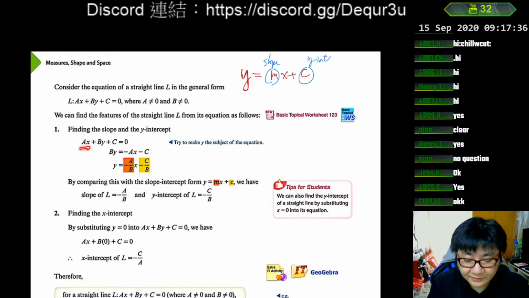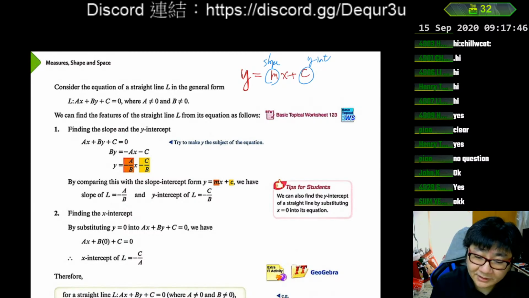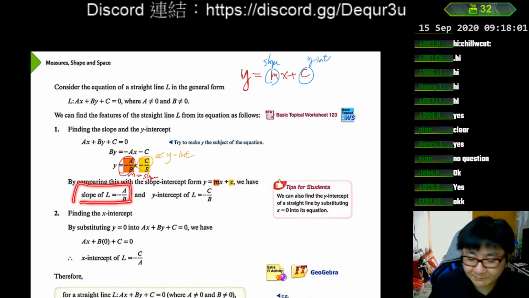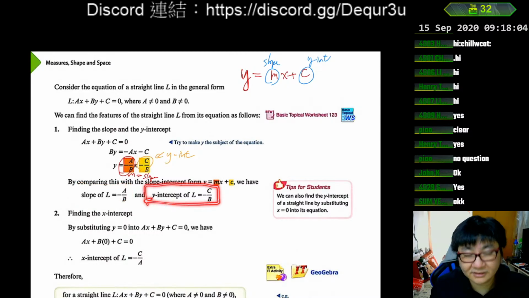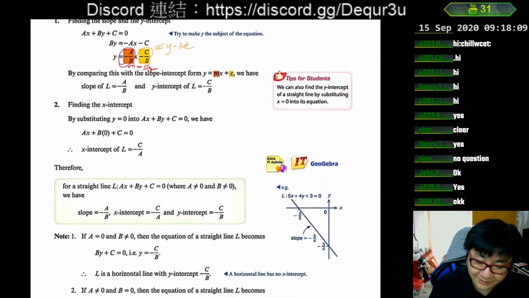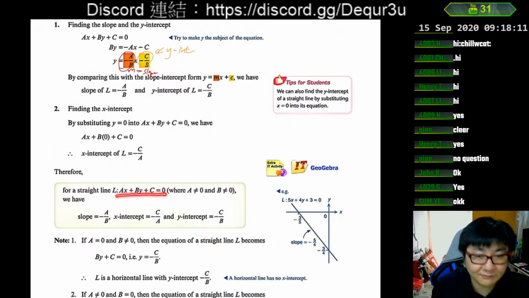That is, move the non-y terms to the right hand side and then divide by b as well, and then we can make it back to y equal to mx plus c form, and from here we can see this is the m, that is the slope, while the orange one is the y-intercept. So from here we can read directly that the slope is negative a over b, while the y-intercept is negative c over b.